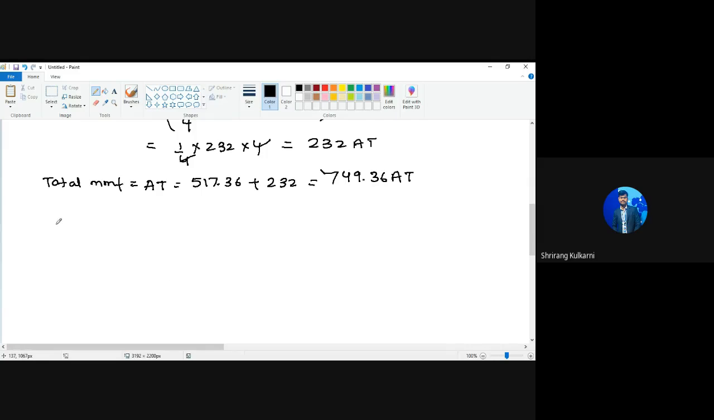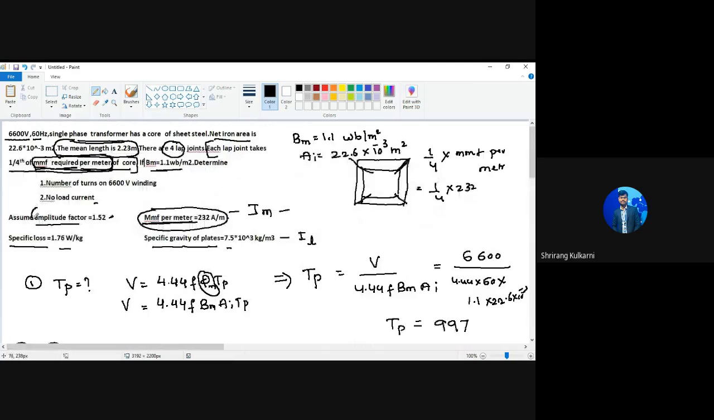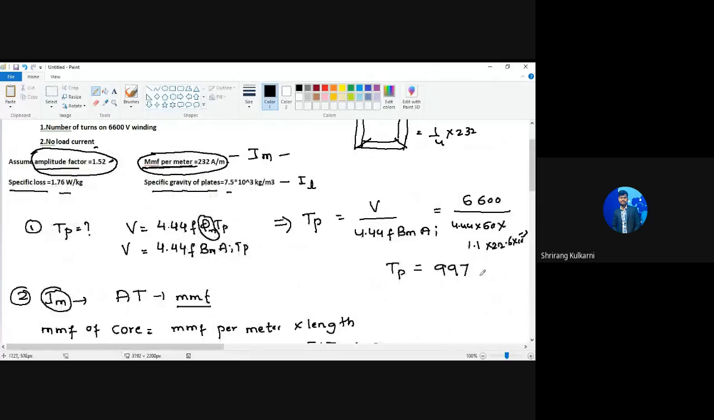Then what is the formula? IM is equal to capital AT divided by KPK into TP. Total AT how much? 749.36 we have calculated. So KPK is not given in this problem. Instead of that, he has given the amplitude factor. Amplitude factor is given. To get peak value, what we have to do?